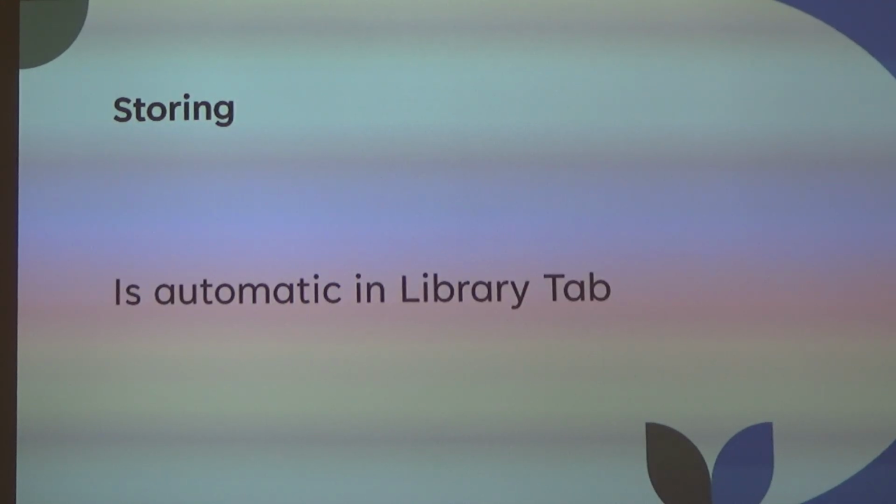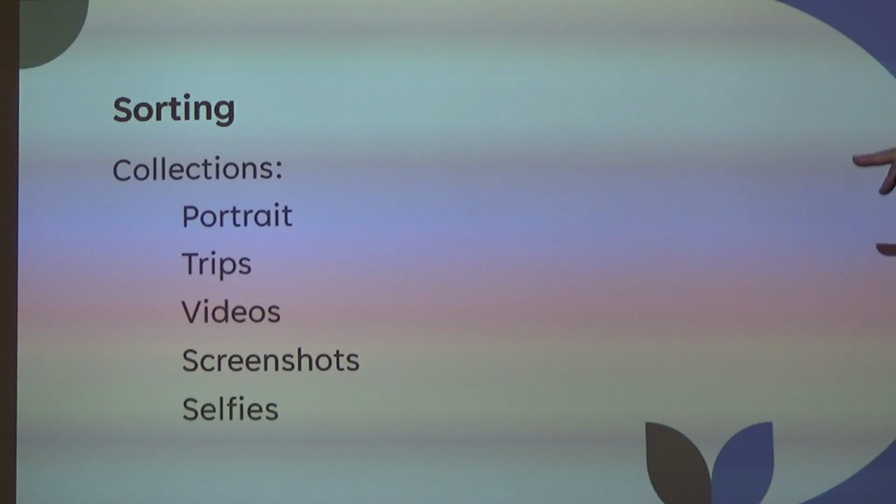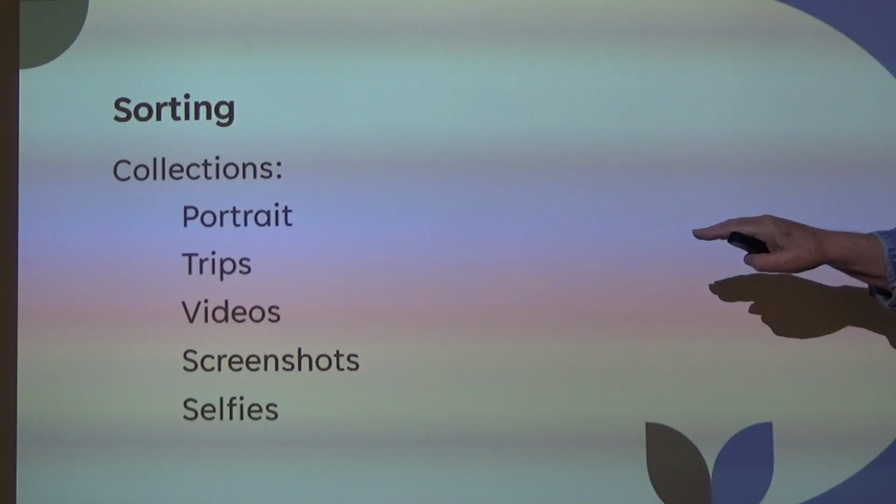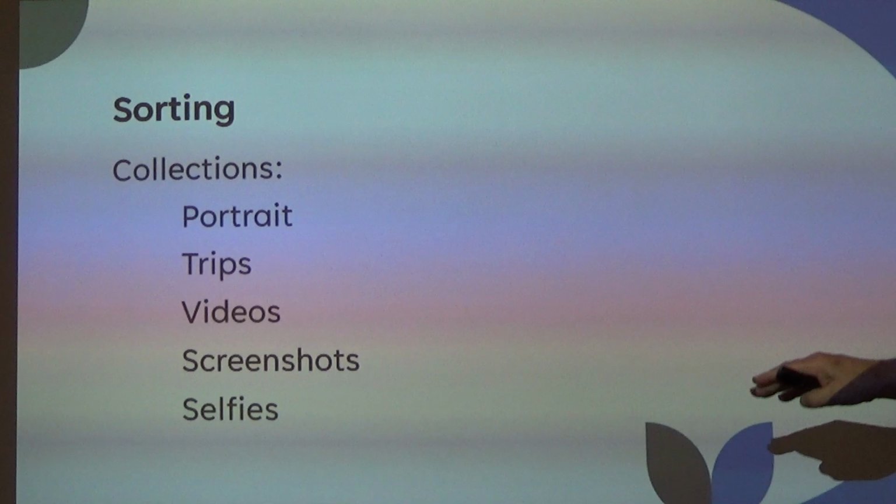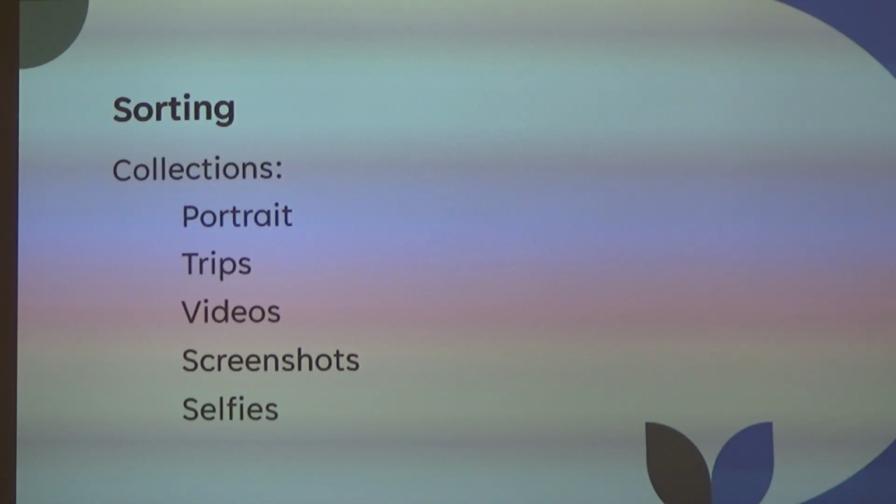Okay. Storing. Every photo you take is automatically stored in your library tab. That's that thing that looks like a little flower. And I'll show you that in a live demo. And sorting. You can have what they call collections. Now, a lot of them are already preset in there, such as portrait, trips, videos, screenshots, selfies, etc. So these are the collections that you can get. They're actually albums, and they're called a collection.